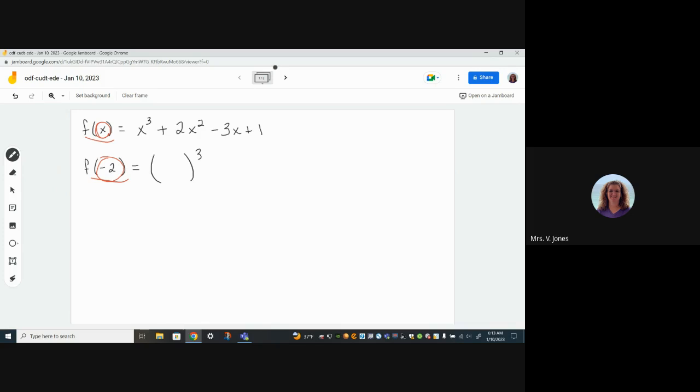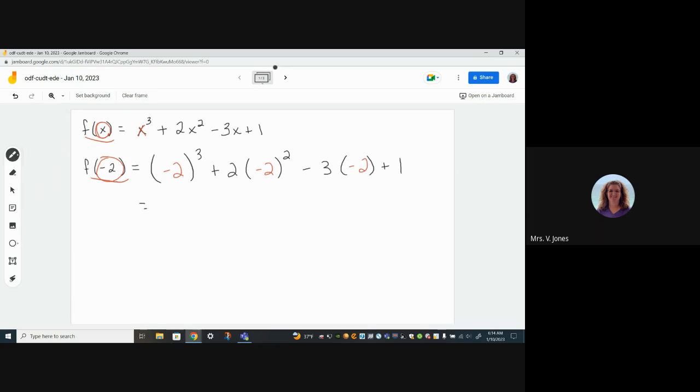So I'm just going to put parentheses wherever you see an x, copying everything down in the function, in the equation. So instead of an x here, I'm going to plug the -2 in. So wherever I see an x, I'm plugging the -2 in. Notice I use parentheses everywhere because especially when you're plugging in a negative, you'll have to be careful with the signs.